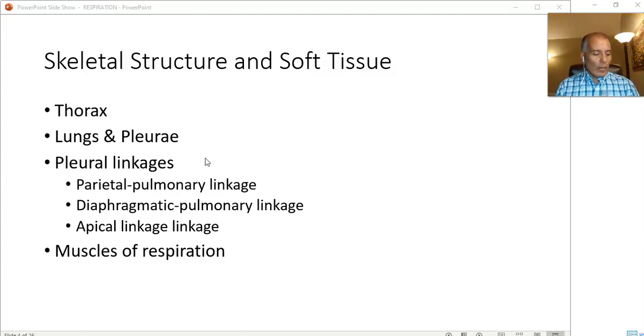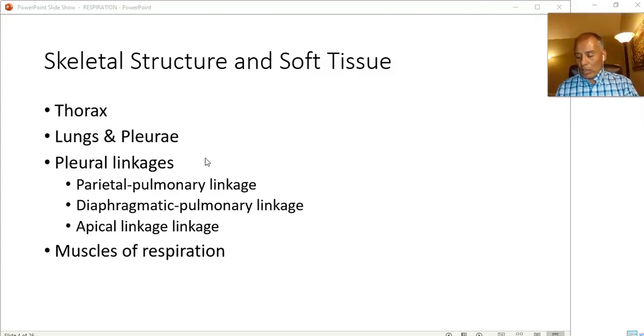Okay, linkage. Linkage is not a structure. Do not make this big mistake. When I say pleura, the pleura is something that you can touch, you can hold, you can tear out, but linkage is not visible. Linkage is the effect, like gravity. It is something that is not visible. So do not make the mistake.